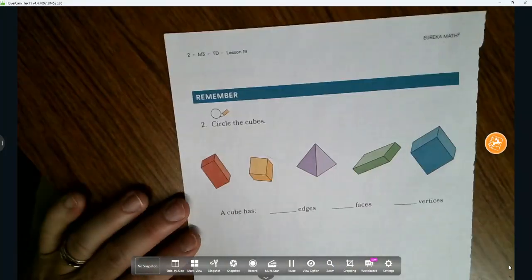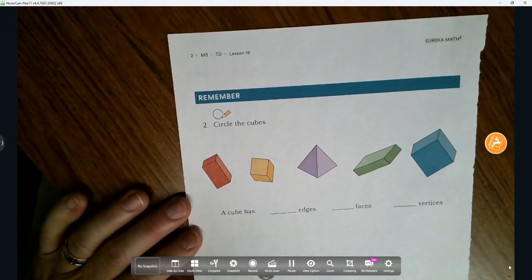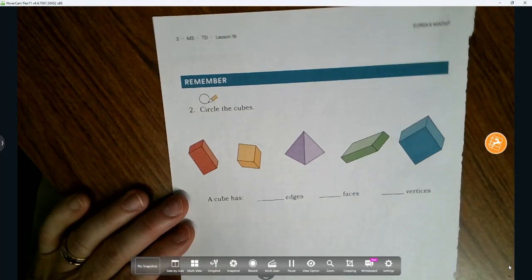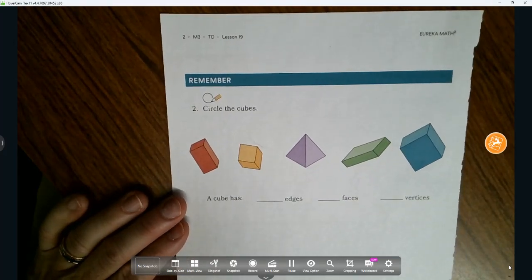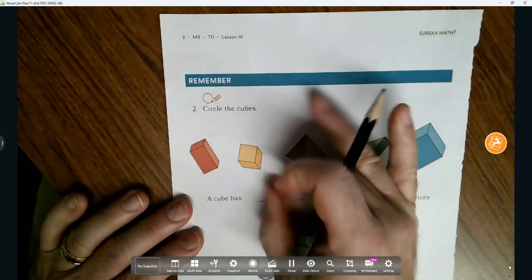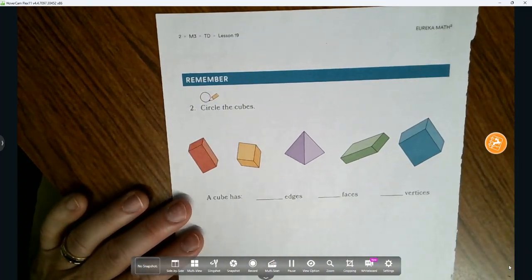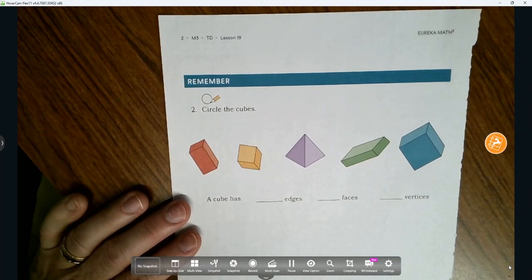We're going to look at the back page. Number 2, circle the cubes. We've got to remember what a cube is. So I'm going to help you a little bit, but I'm not really going to do much on this one, to be honest with you.